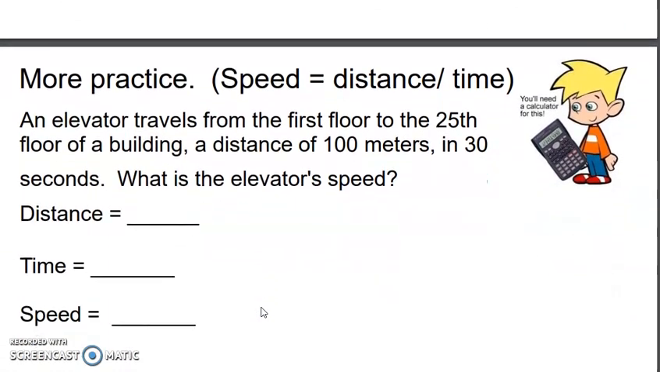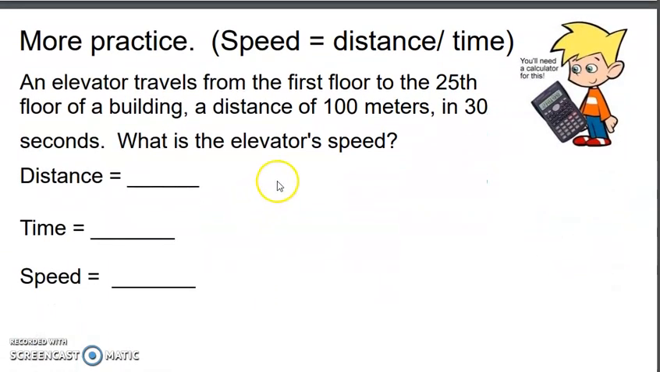So let's look at more practice. Speed is equivalent to distance over time. An elevator travels from the first floor to the 25th floor of a building, a distance of 100 meters in 30 seconds. So what is the elevator's speed? The distance is 100 meters, and the time that has been given is 30 seconds.